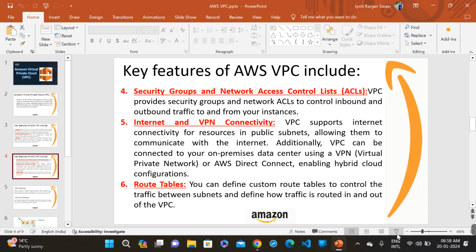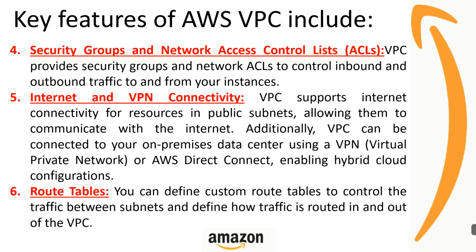So this is the important thing. Then second is the internet and VPN connection, right? Suppose we have a VPN connection in our on-premises setup. Then we want to access some of those services, like our instances and database in the on-premises, right?